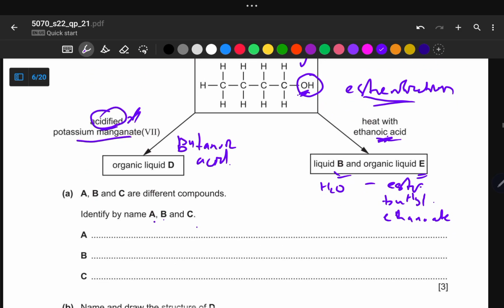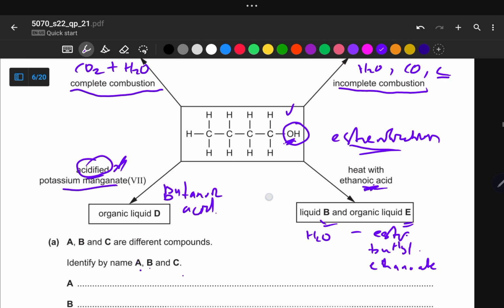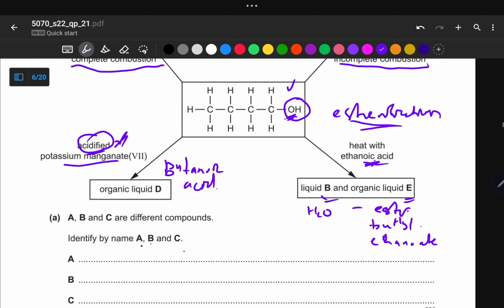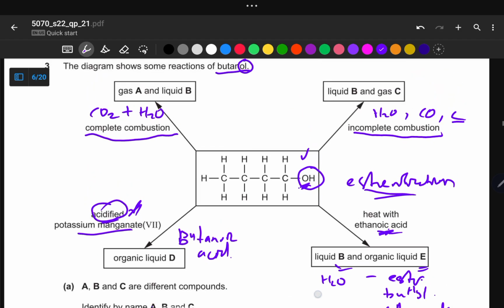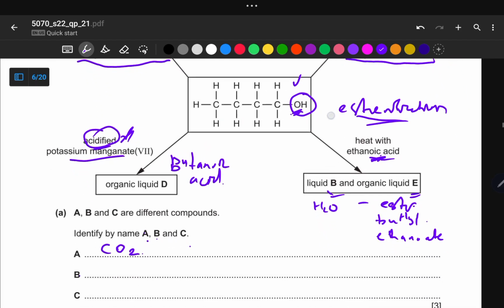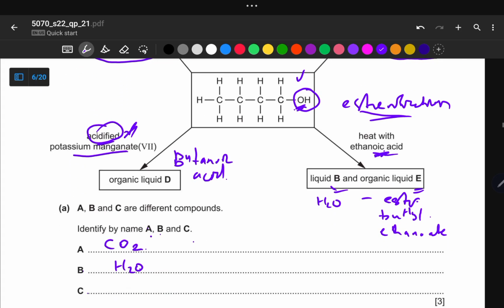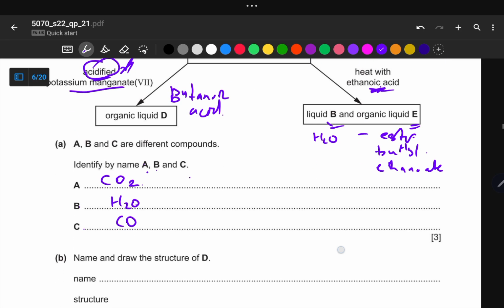So the question says identify A. So where is our A? So A, we said it is carbon dioxide, right? So gas A, carbon dioxide. And then B, where is our B? So B, the liquid B. So we said B, it is water, right? And then C, where is our C? We are either to have soot or carbon monoxide, right? So it says gas, meaning to say we are going to have carbon monoxide. As simple as that.